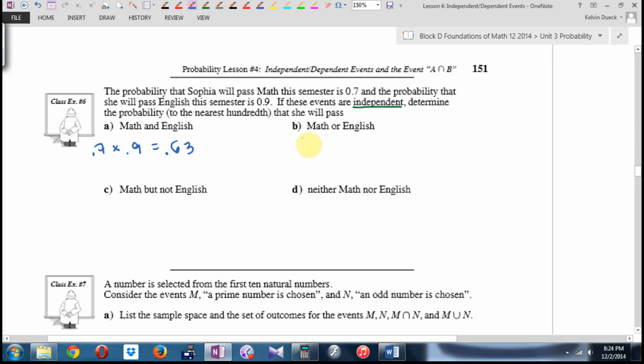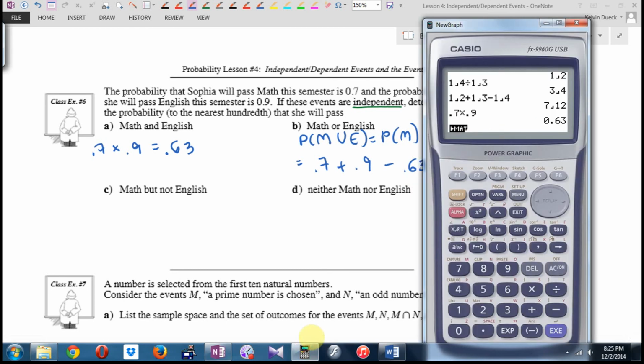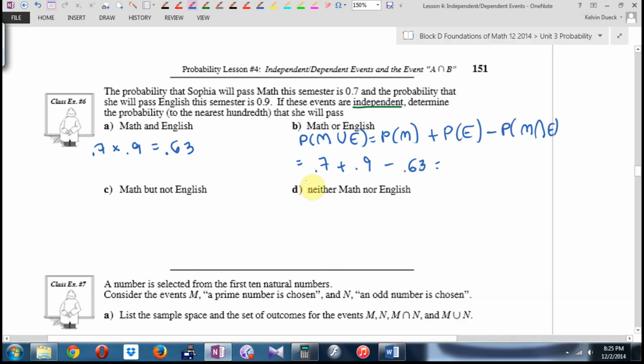Math or English. Okay, let's use M for math and E for English. M or E. It's going to be one plus the other minus the overlap. It's going to be 0.7 plus 0.9 minus 0.63, which is 0.97. So she's got a 97% chance of passing at least one. Or both. So at least one.